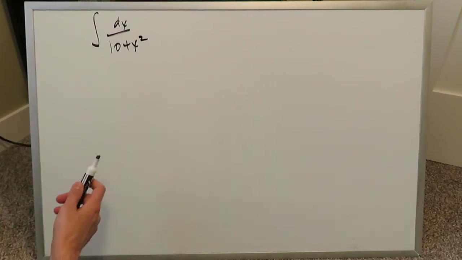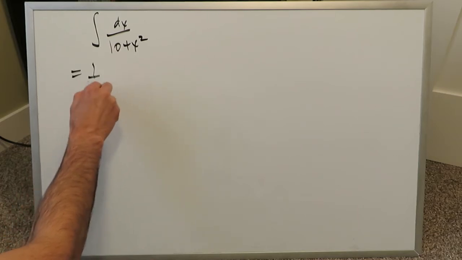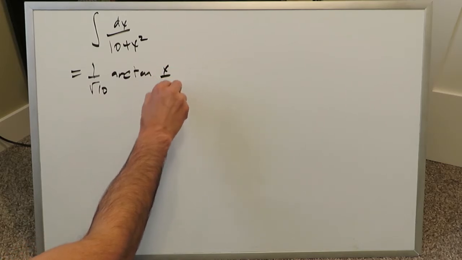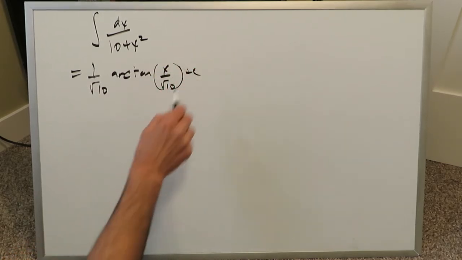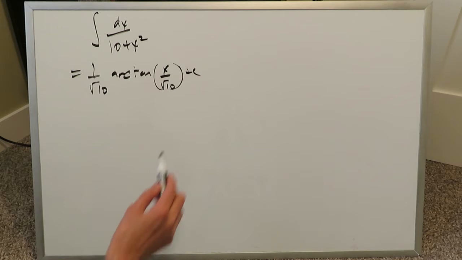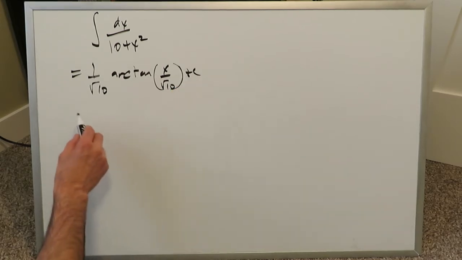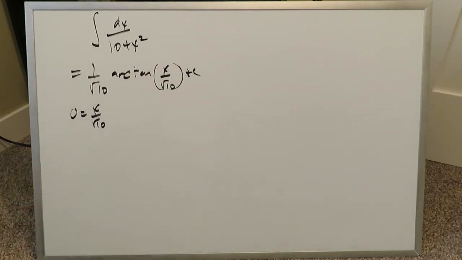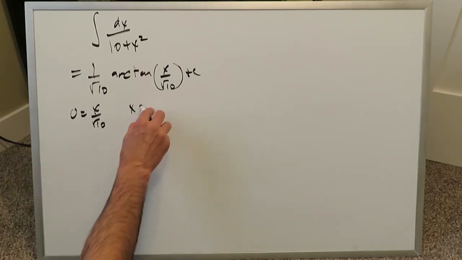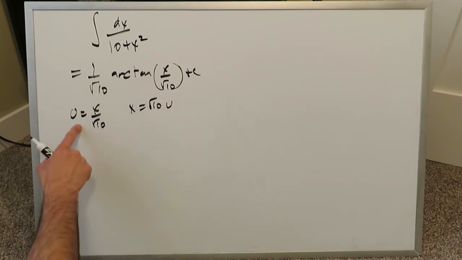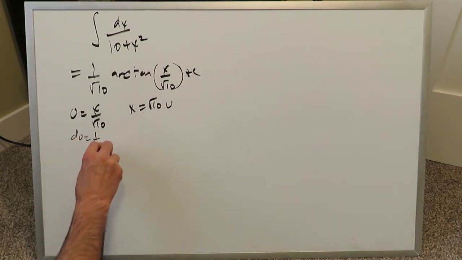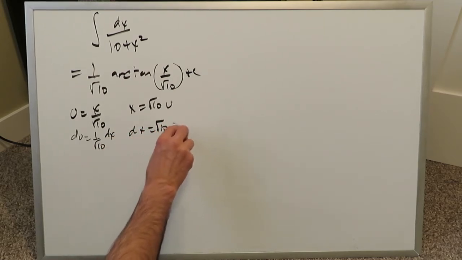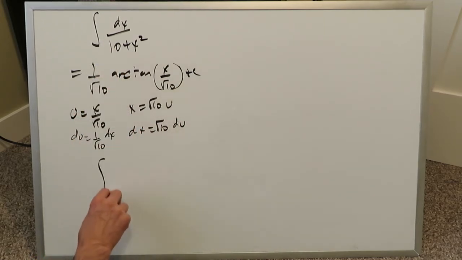Based on the video I presented, very quickly you should know your answer should be something like this: 1 over root 10 arctan x over root 10 plus c. And I presented a video on how you can actually come up with this arrangement. It involves a substitution. The u is equal to x over root 10, and you can solve for x is equal to root 10 u. From this part you can do du is equal to 1 over root 10 dx, and dx is equal to root 10 du, and you take it through the integration procedure.